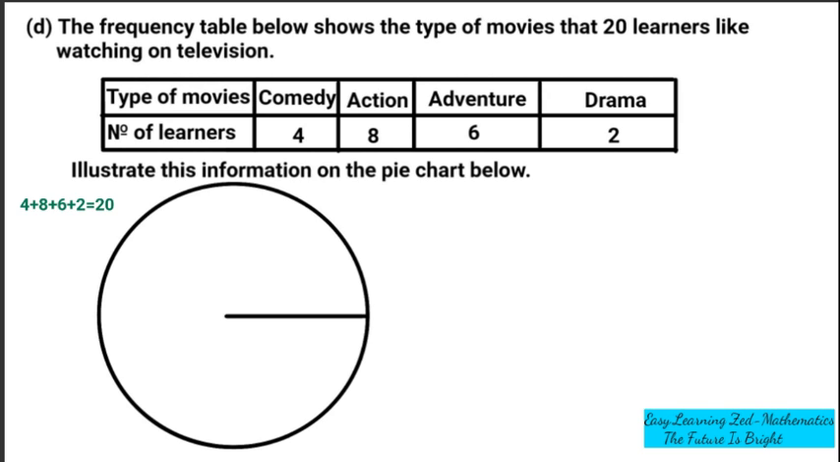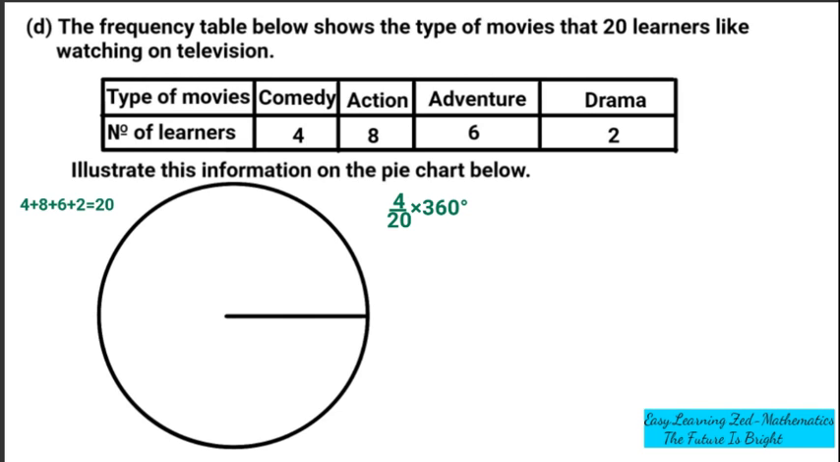So they will turn into degrees so that we can now write the bearing on this pie chart. We are told there are 4 children who like comedy movies. So we're going to divide 4 by the total number of learners, which we found is 20. So we're going to say 4 over 20. Then we're going to multiply by 360, because a complete turn has 360. So this entire circle has got 360 degrees. So we multiply 4 over 20 by 360 degrees.